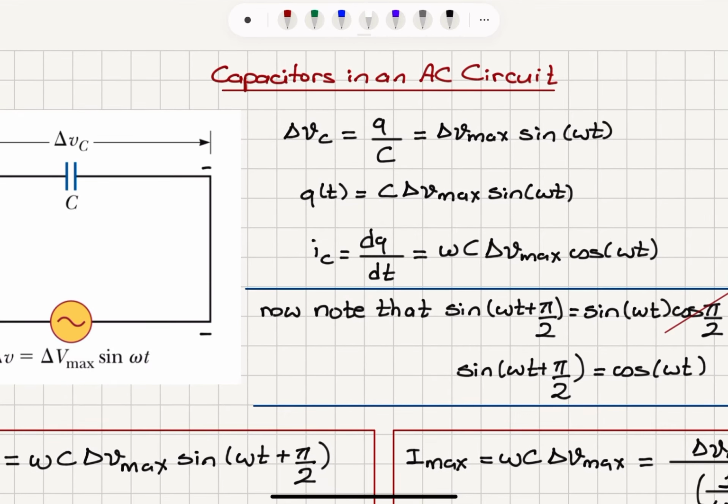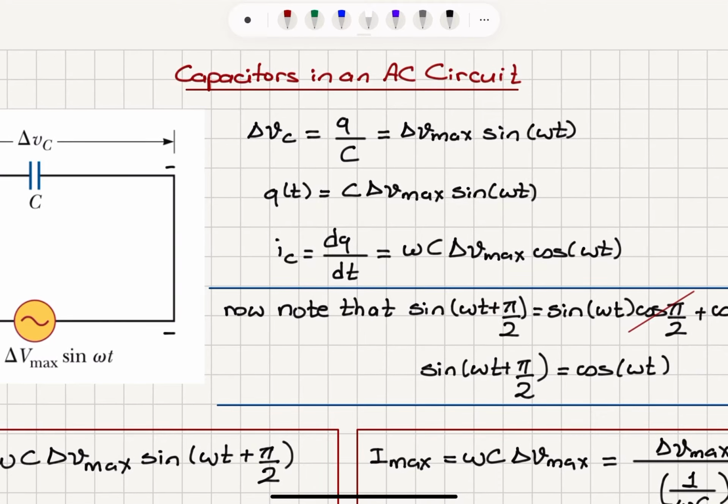Now, what is the voltage across a capacitor? It's the charge that is stored in the electrodes divided by the capacitance, Q over C. This must be equal to the AC source voltage, delta V max sine omega t. So the charge as a function of time oscillates in phase with the voltage: C delta V max sine omega t. However, the current that flows in the circuit is dQ/dt, so we have to take a derivative. The derivative will give us an omega and sine will turn into a cosine. So we have omega C delta V max cosine omega t.